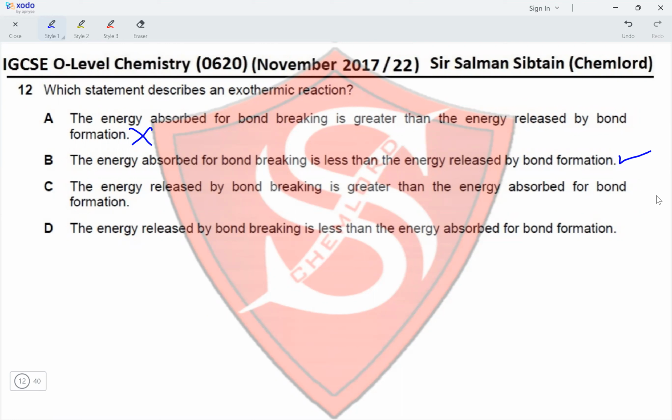Next, the energy released by bond breaking, energy is not released, it is absorbed, is greater than the energy absorbed for bond breaking, energy is released by bond formation. Next, the energy released by bond breaking, no, energy is absorbed, is less than the energy absorbed by bond formation, no, energy is released by bond formation. So this makes option B the correct option for this question.